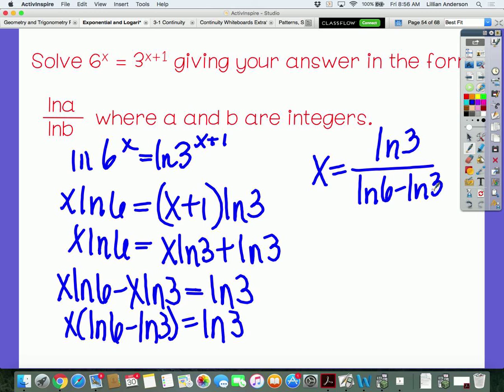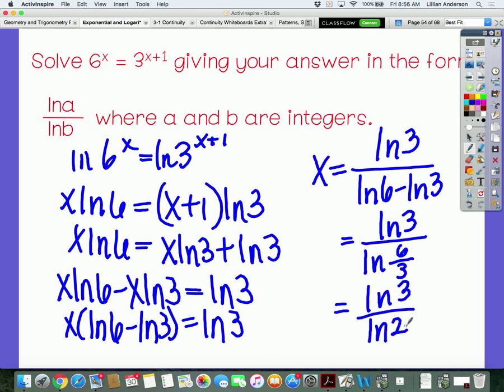The bottom, remember your properties or your laws of logarithms. Whenever there's a subtraction, you divide. So this turns into the ln of 6 divided by 3 using our quotient law, and then that turns into the ln of 2. And then that is the answer that they want us to write it in. And 3 and 2 are integers.